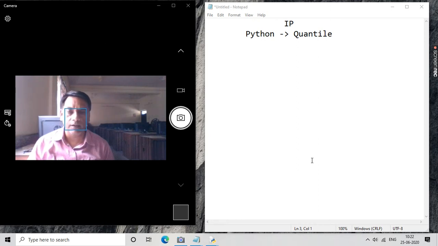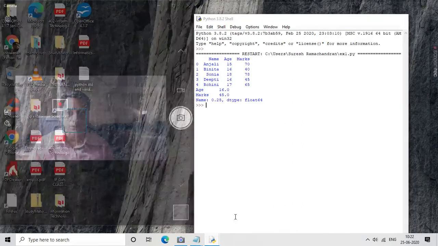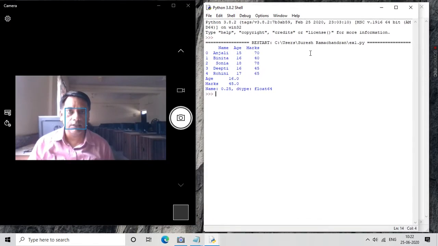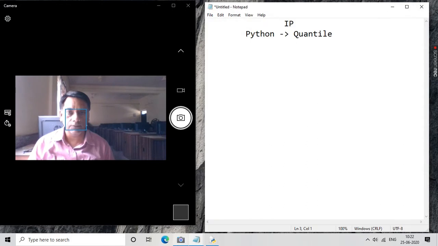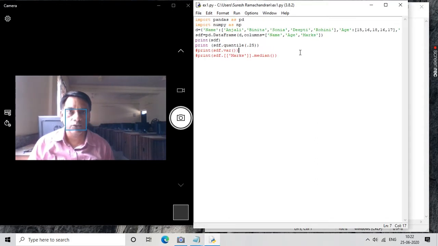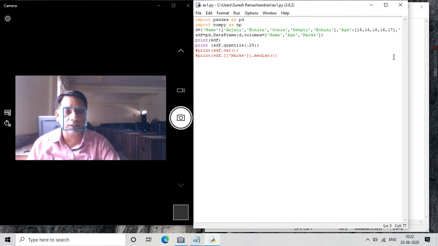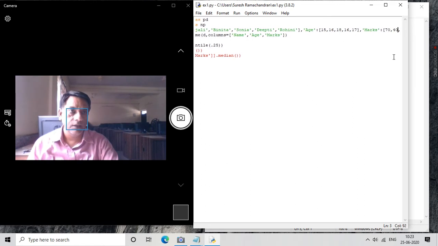You can look at one example of how the quantile calculates the percentage of data. So I would like to show one program that is in Python. You can see here, this is the program. In this program there are three columns: name, age, and marks. You can see marks here. So this is the marks, and this is the example.